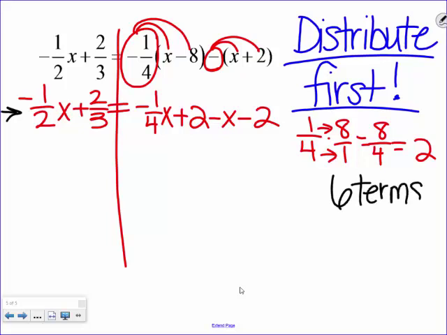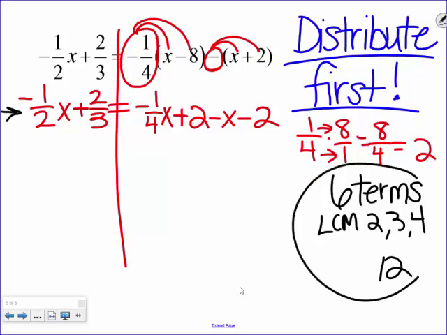What's our least common multiple? So we're looking for the LCM of 2, 3, and 4. 12. Does everybody see how it's 12? 2 will go into 12. 3 will go into 12. 4 will go into 12. Some people today have said 24. Did anybody think that? Okay, 24 is a common term. It's not the least common. You can use 24. You're just going to have bigger numbers.